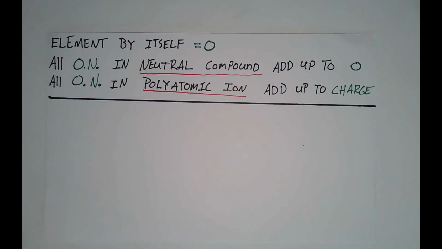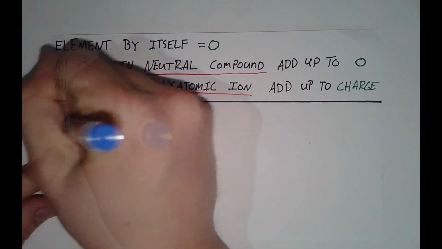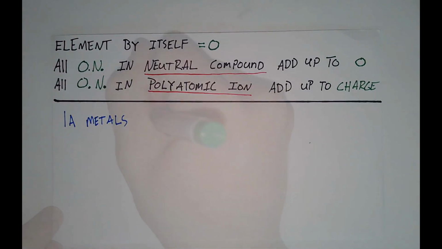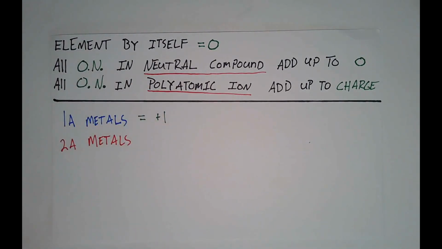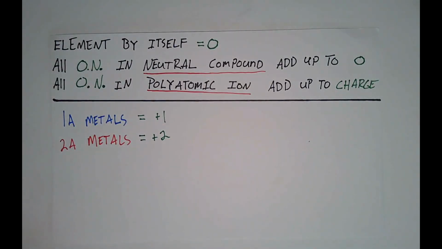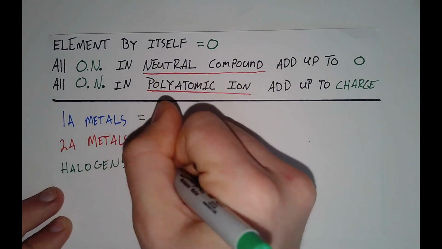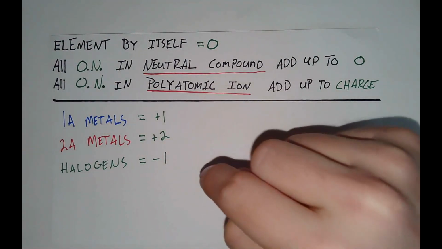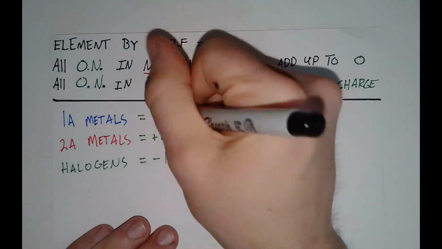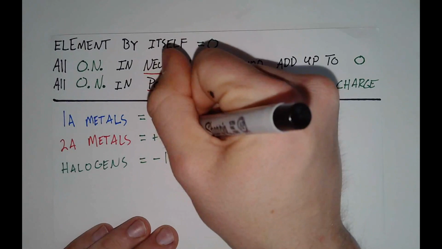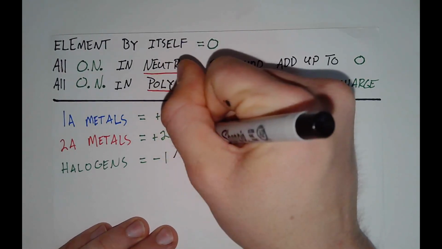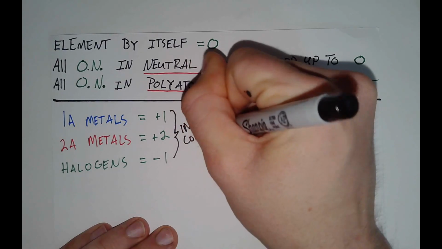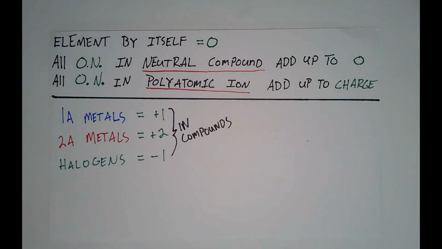Okay, let's call this 1A metals. And those are always equal to +1. Let's come up with another rule. Let's say the 2A metals, well, those are going to be +2. And one more thing to write down, which is the halogens are going to be equal to -1. Always in this class. Those three things are true. Now, I guess it's important to note that these things are true only in one case, which is in compounds. If they're alone, the rules on top are more powerful. So now your notes probably look something like this, and that's great.